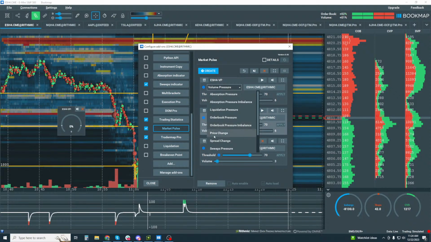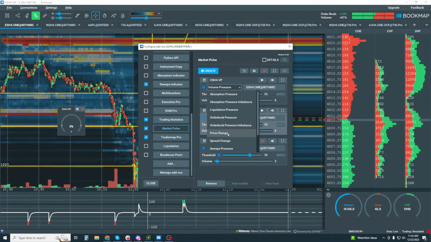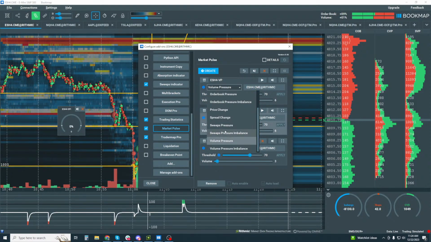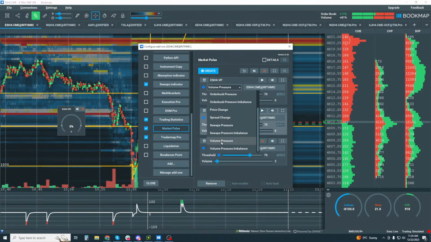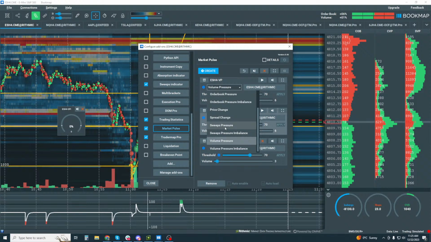I'll show you with sweeps here in a minute. We have price change, which is a good one. This one's free and open to all. We have spread change. We have the sweeps pressure and sweeps pressure imbalance, and volume pressure imbalance. This one we've had a lot of content built or people made already. It was the first one that we had. It's one of the best. We're covering these other ones though, and we saw some really good stuff last time we covered absorption and sweep, so we'll look for it again.